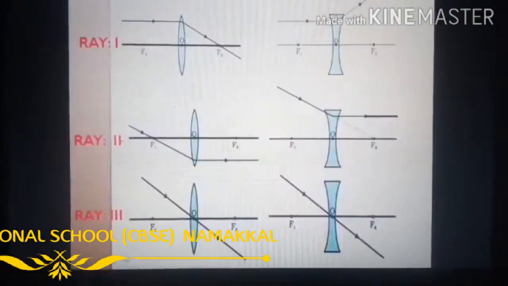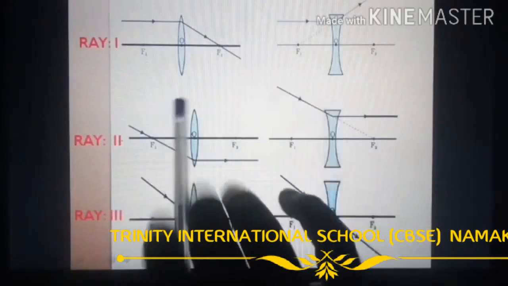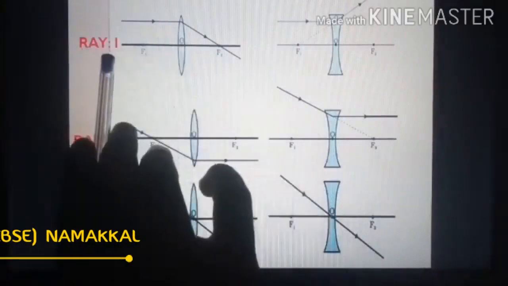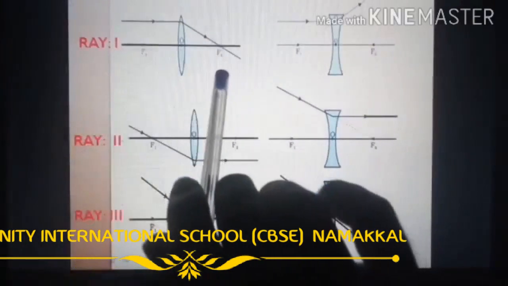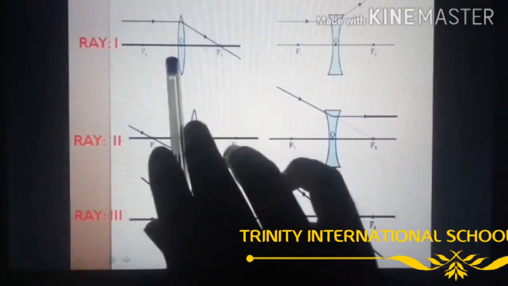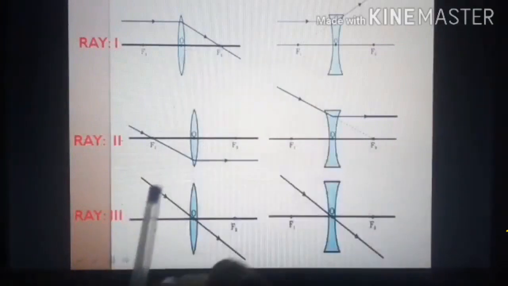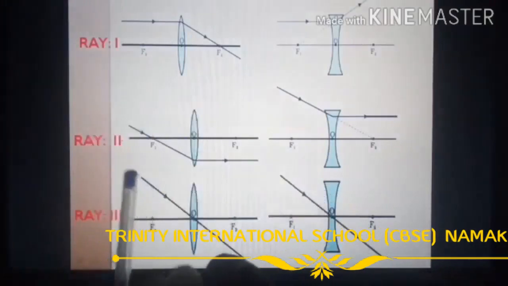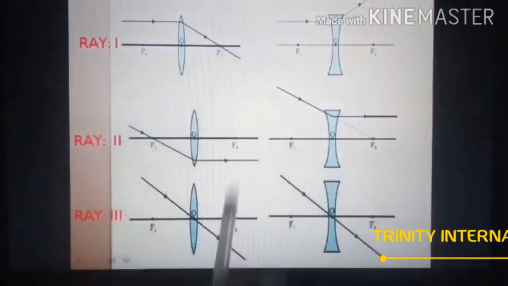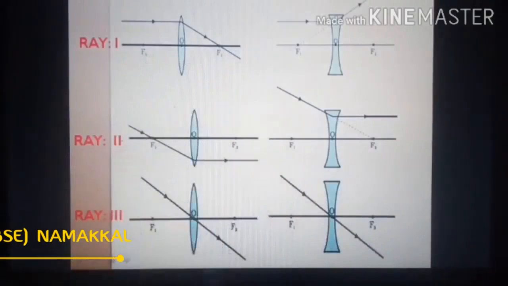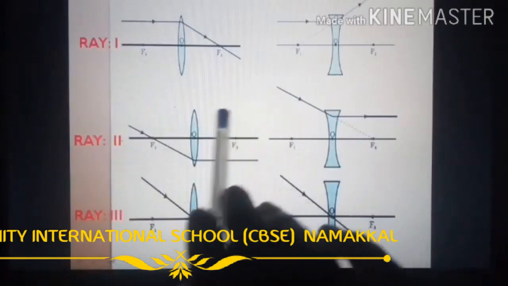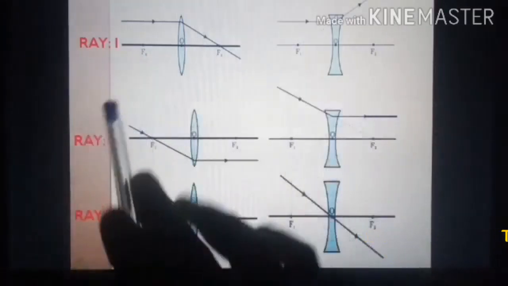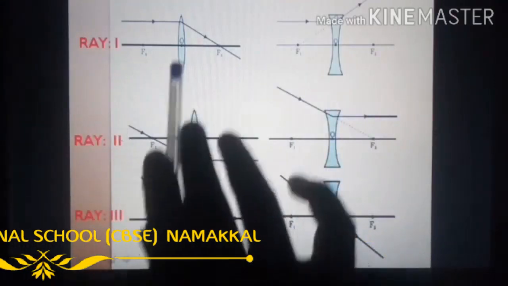Next we move to image formation by lenses. In order to find the image formed by the lenses, if you place the object in front of the lens, the image of the object will be obtained by the image formation by the lenses. In order to find that, we need three conventional rays, categorized as three rules: ray 1, ray 2, ray 3. By using these three rays, we can obtain the image formed by the lenses. Among the three, two rays are necessary to draw the image diagram.